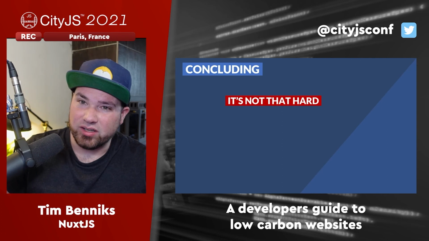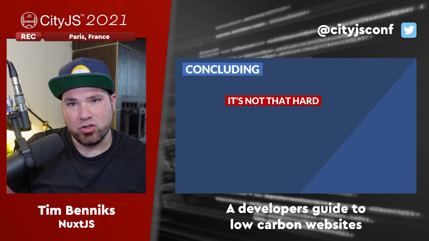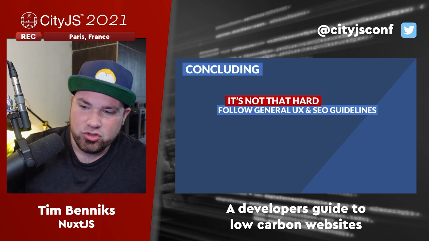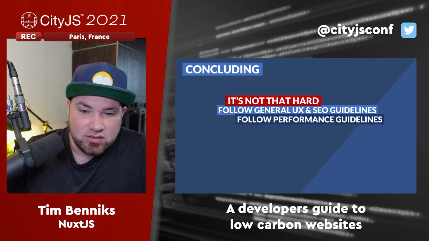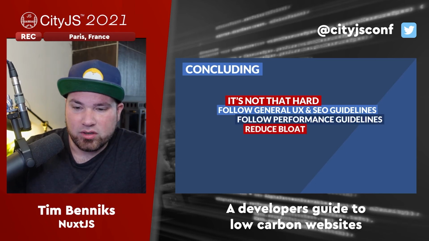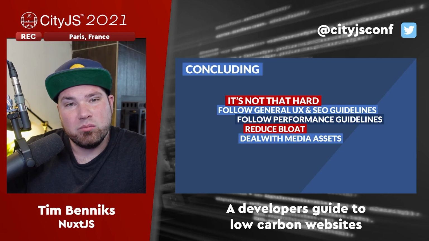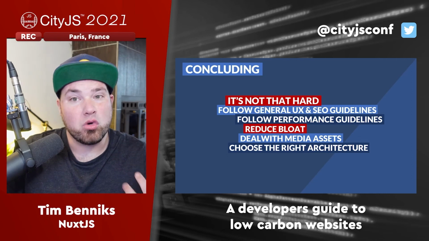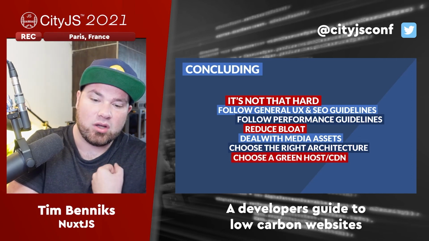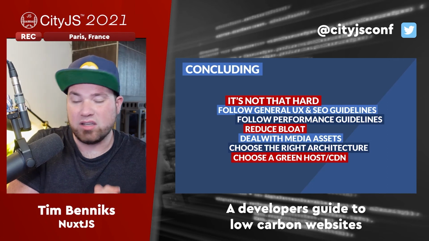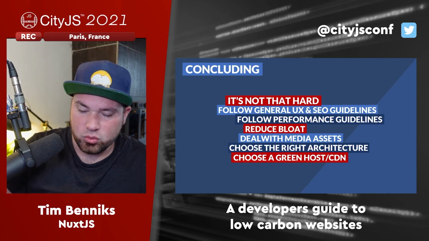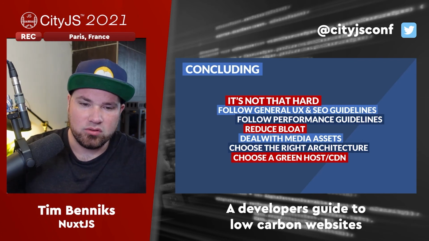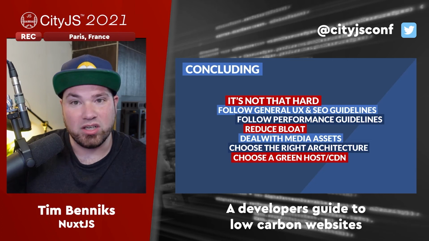It wasn't that hard, right? I kind of took all the open doors that I could find and put them in one slide deck. There we go. So follow general UX and SEO guidelines for best practices. Follow performance guidelines, right? Reduce your bloat. Deal with media assets correctly and choose the right architecture that is the most low carbon that you can get. And then, of course, all of that combined with a green host will get you really far. And you can probably not do all of those in your current project, but if you just did one, you did a really good thing for our green earth, right?